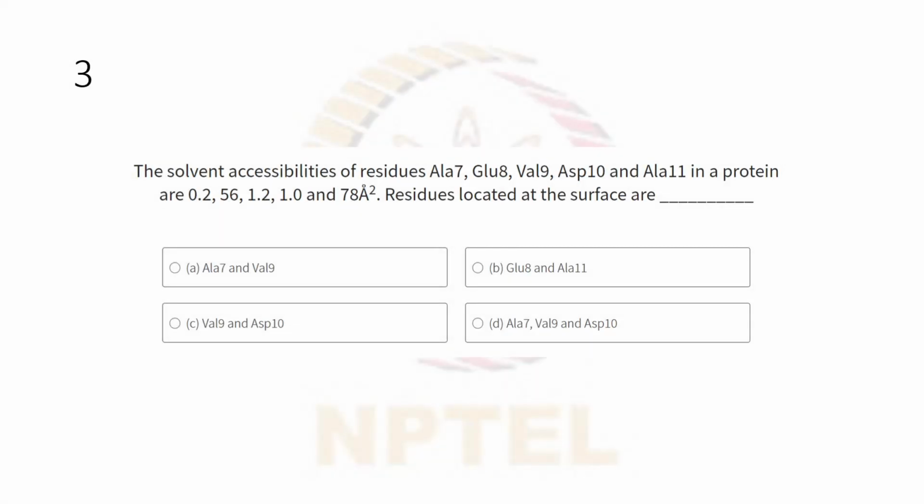Here the solvent accessibility of residues alanine 7, valine 9, asparagine 10, and alanine 11 in a protein are given. Based on these given values for these 5 residues, can you tell which residues are located on the surface and which are not? Here I am asking for residues that are on the surface. Given solvent accessibility for any 5 residues, can you determine which are solvent exposed and which are buried?